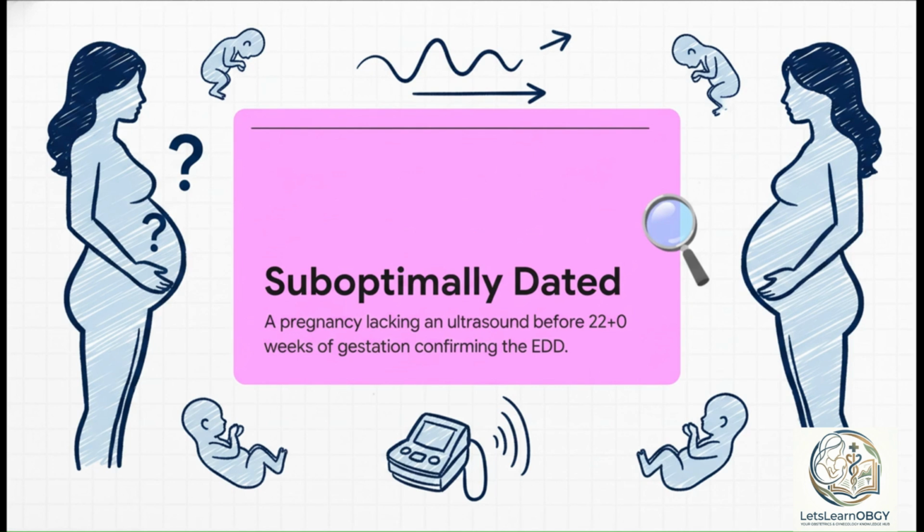This leads us to one of the biggest diagnostic headaches you'll face on the floor, the suboptimally dated pregnancy. ACOG clearly defines this as any pregnancy lacking an ultrasound examination before 22 weeks and 0 days of gestation. When a patient presents at, say, 26 weeks for her very first scan, and the fetus is measuring small, you face a huge problem. Is the fetus actually growth restricted, or is the pregnancy just misdated and simply younger than expected? A single, solitary late ultrasound just can't answer that question for you.